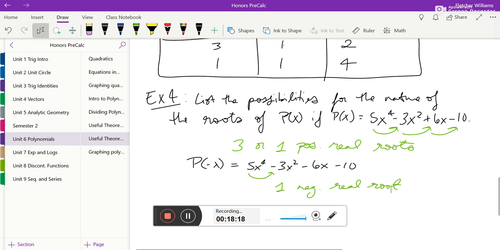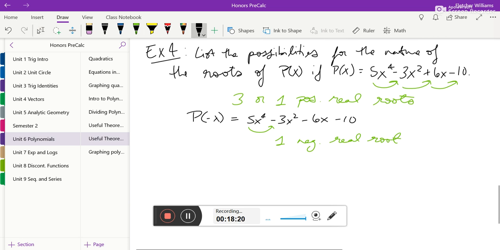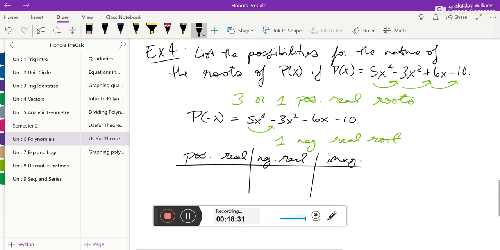Okay, and it's a 4th-degree polynomial, so there's 4 total roots. So we can make a table, the positive real roots, the negative real, the imaginary roots. Well, 3 or 1 positive. We've definitely got 1 negative. If there's a total of 4, then there's 0 imaginary in this case, and 2 imaginary in this case.